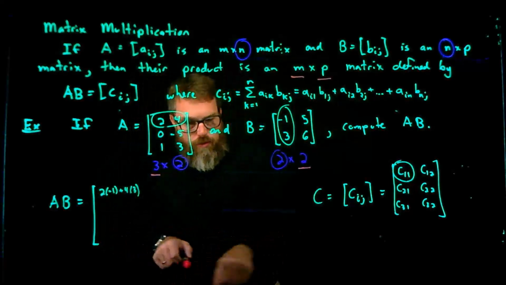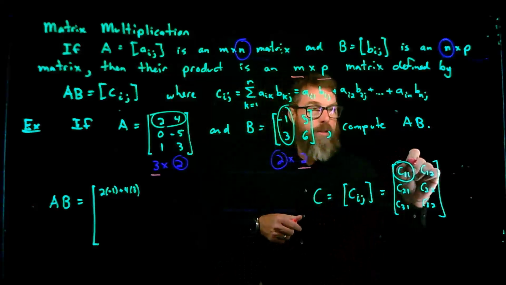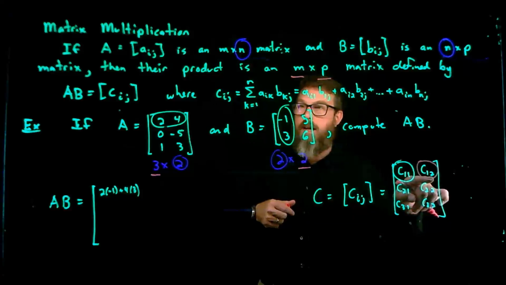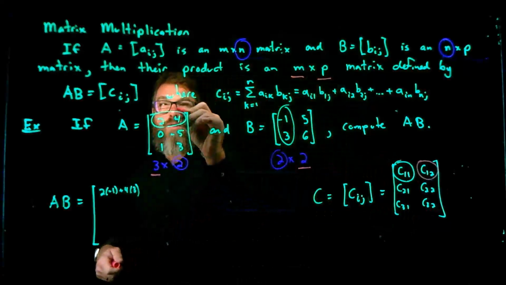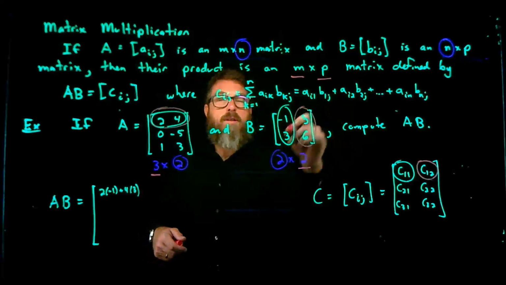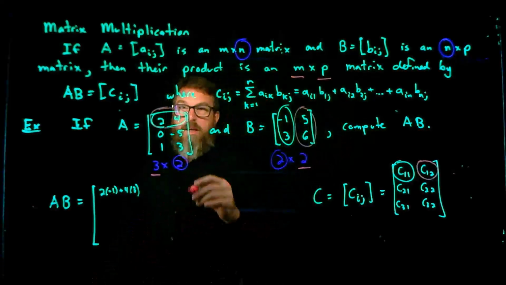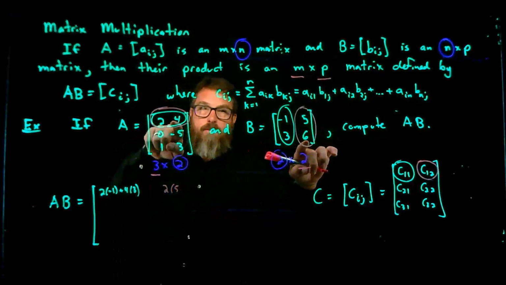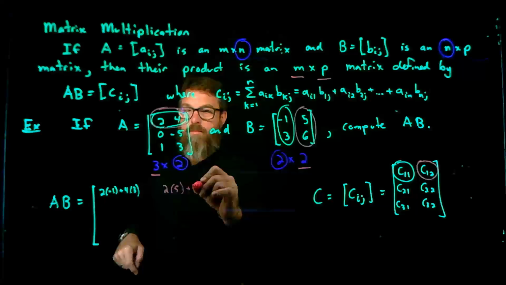Now, how do we do, say, this one over here? Well, this says first row, second column, so very similar. I'm going to do the first row here, and then I'm going to do the second column here. So when I multiply those, it's going to be 2 times 5 plus 4 times 6.